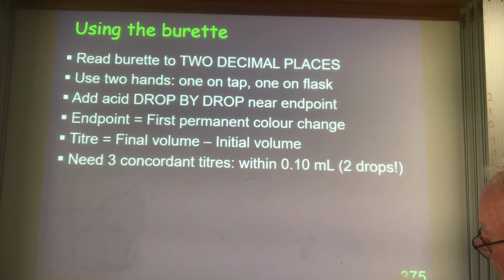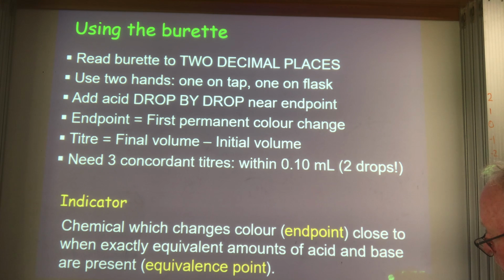If you want to get valid results, you need to have concordant titers. That means the volume added each time, you need to do it 3 times and get the volume added within 0.1 of a mil, which essentially means 2 drops. Now that's a challenge. Hopefully we'll get a chance to do that in class.